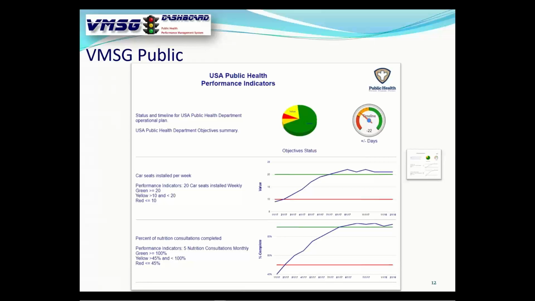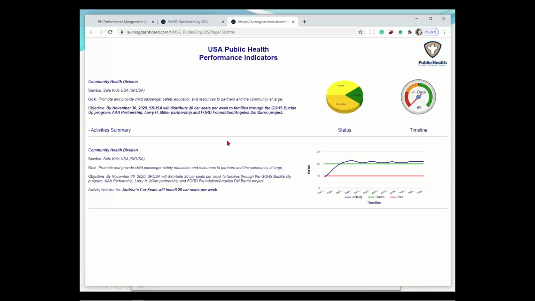I mentioned VMSG Public a little earlier. This is just the ability to quickly create a public web page out of anything in the system at any level. I can go from a group level all the way down to an activity level. Let me show you a live page here, which would again be the car seat program. At the objective level, you can see the rollover shows we have 2 complete, 40%, 2 yellows, and 1 green.